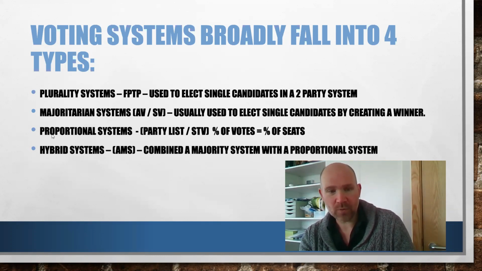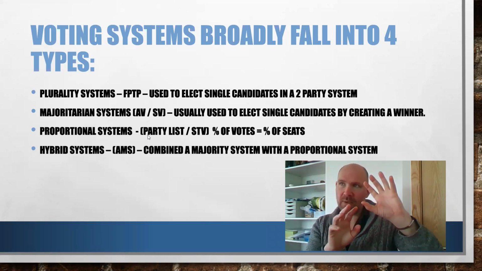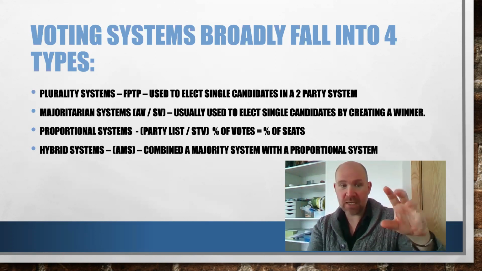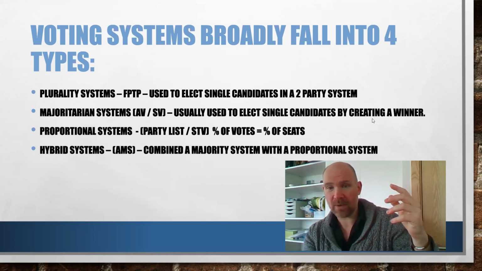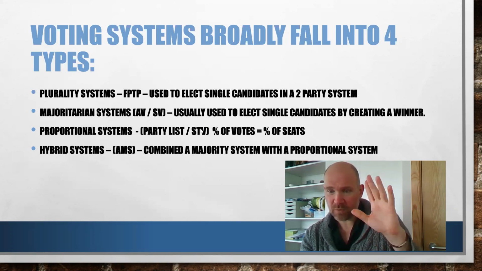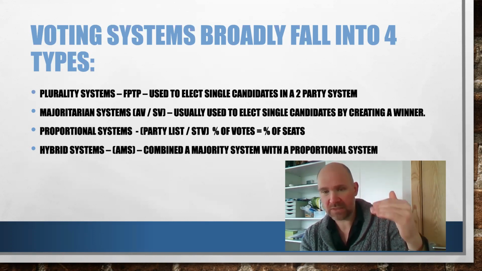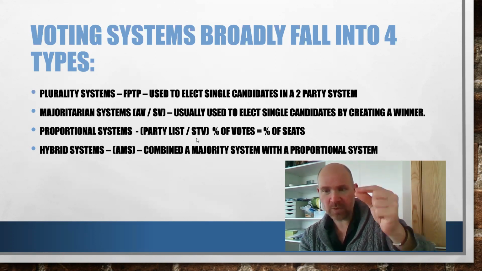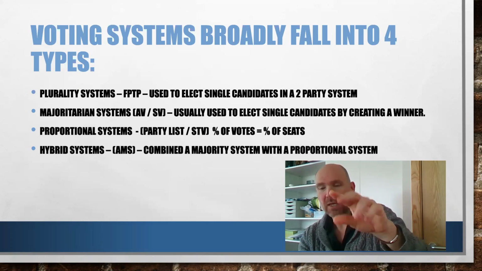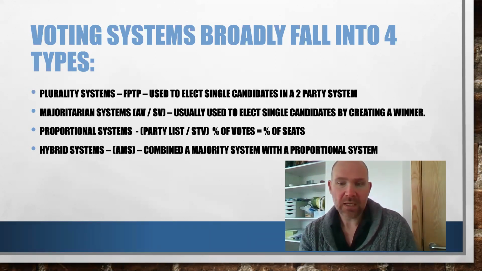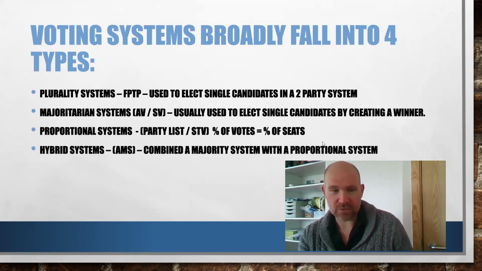Then we get our proportional systems, which are designed to try and make the percentage of votes a party gets match the percentage of seats a party gets. Note here, with the majoritarian systems, we're talking about candidates, individuals. With the proportional systems, we're talking about parties. Now, both the party list system and STV, which we've studied this week, are proportional systems. STV, of course, does have that connection to individuals because you vote for individuals, but it is designed to try and get that percentage broadly in line with the vote, as you saw in the jungle.